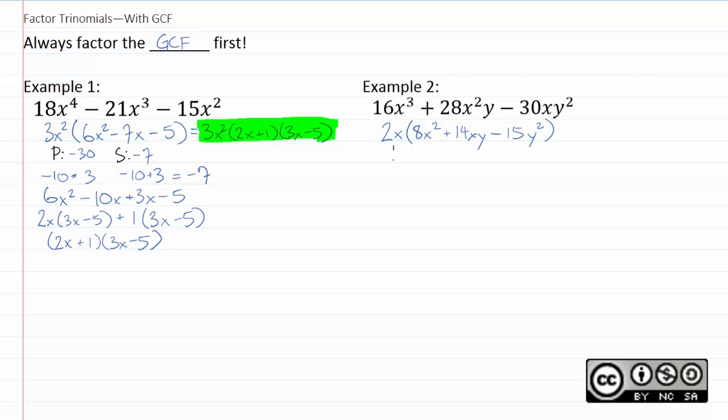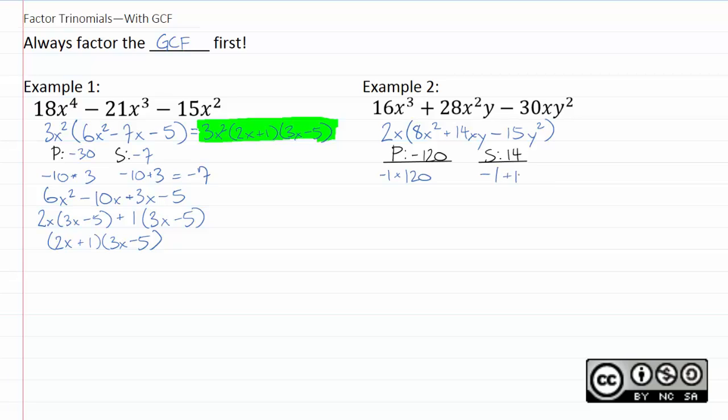Our product is 8 times 15, which is negative 120. Our sum is going to be 14. Now, when you're doing the product sum method, you don't necessarily need to have everything exactly right the first time. You can try this multiple times. If you ever don't know what to do, just start at 1 and work your way up. For instance, this would be negative 1 times 120.